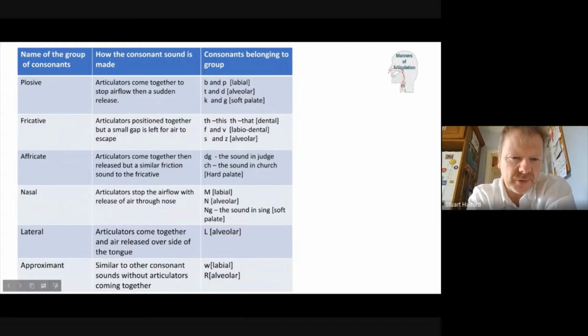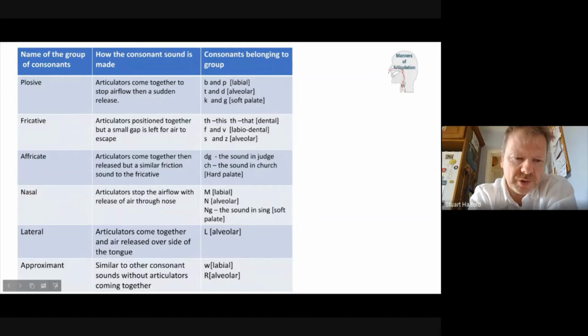Then we have the nasals, and this is where the articulators stop the airflow and there's a release of air through the nose. So m, n, ng. All of these are the nasal sounds, and in some accents, other consonants sound slightly nasal, but when we get onto language diversity, we'll discuss accents. Then we have the lateral, where the articulators come together and air is released over the side of the tongue. The only lateral that you need to remember is the letter L, that's the only one.